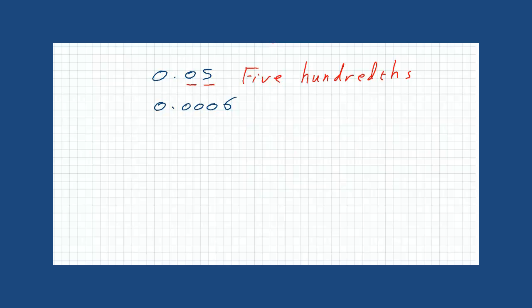Example 2, the same. We have only 6 to the right hand side, so we will read it 6, but what is the place value for the last number to the right? Tenth, hundredth, thousandth, 10,000th. So we will read it 6 10,000ths.